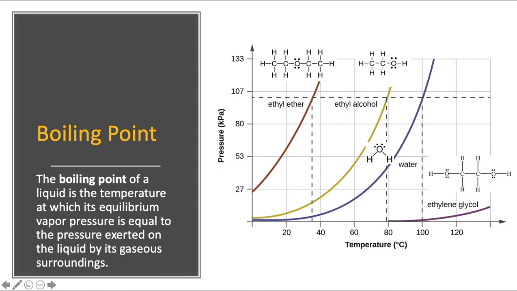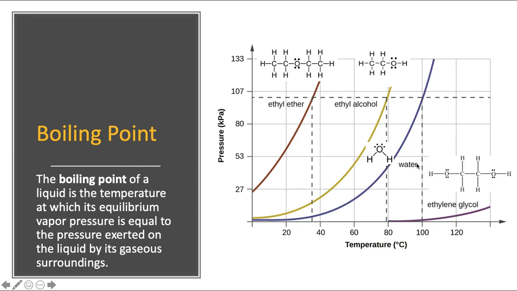Here are those four molecules that we just talked about in the previous slide: diethyl ether, ethyl alcohol or ethanol, water, and ethylene glycol. You can see the difference in boiling points between these four molecules. The diethyl ether has the highest vapor pressure and therefore has the lowest boiling point. And then we move on. We said ethanol had the next lowest intermolecular forces, and therefore it had the next lowest vapor pressure, and therefore it has the next lowest boiling point.